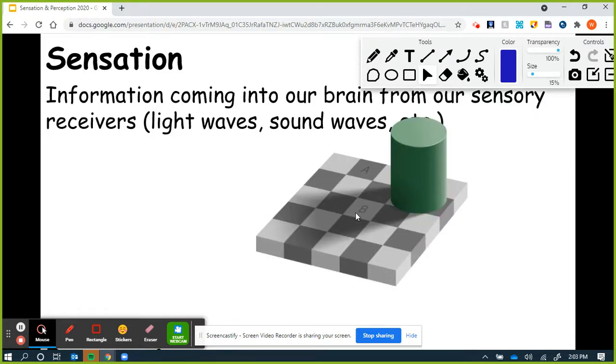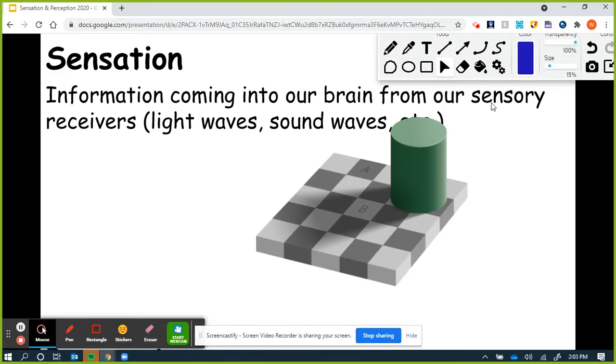Okay, so sensation and perception. Sensation refers to all of the information that is coming into our sensory receptors at any given time. So all of the information, every bit of touch, smell, sound, and sight, whether it's light waves, sound waves, whatever. All that refers to sensation.